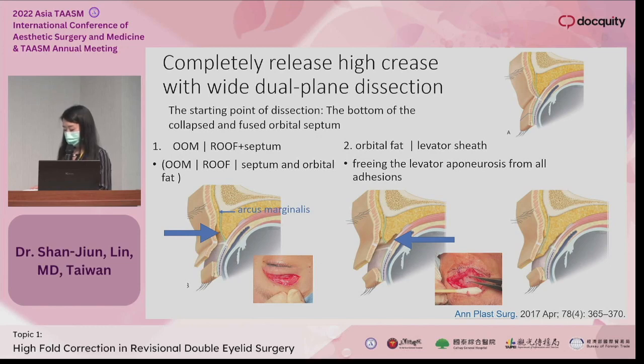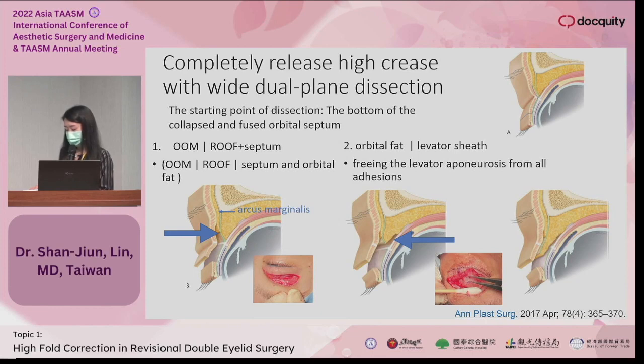As the dissection reached the bottom of the septum, which may be collapsed and fused, the first dissection was made in a cephalic direction under the orbicularis oculi muscle, but above the orbital septum. The dissection released the anterior portion of the prior fold scar, and proceeded 7 to 8 millimeters farther cephalic.